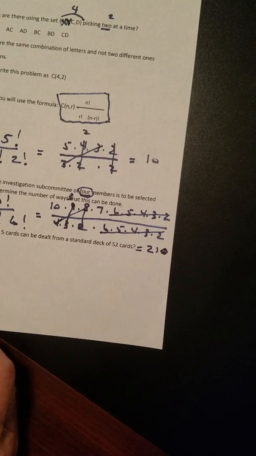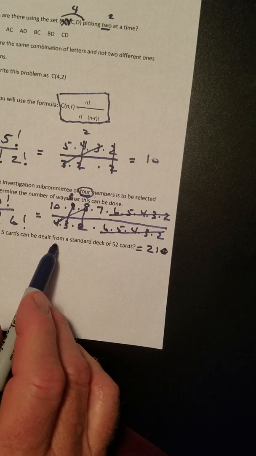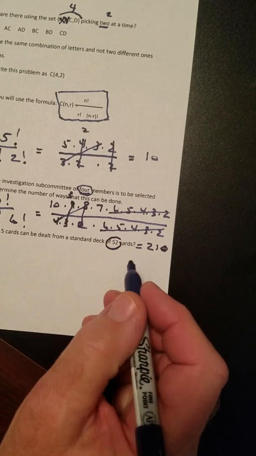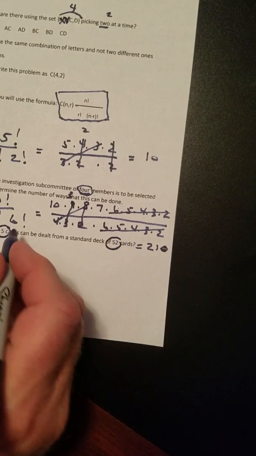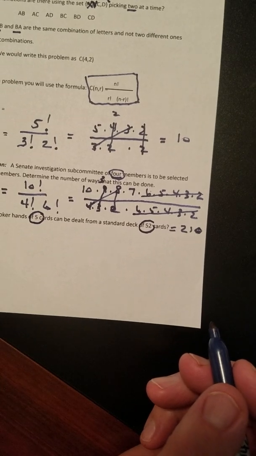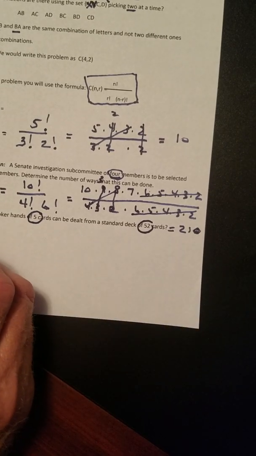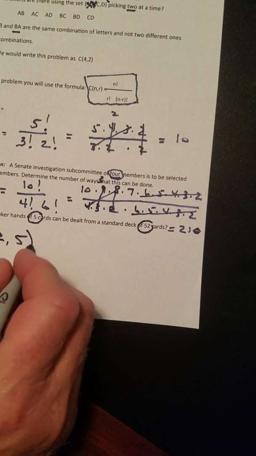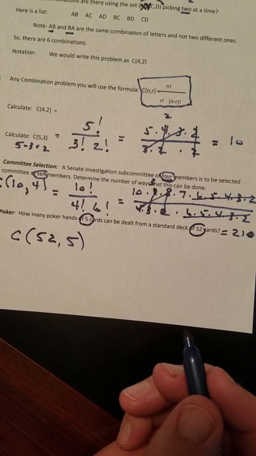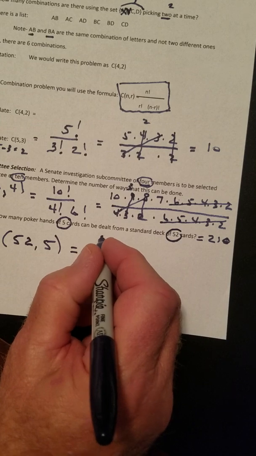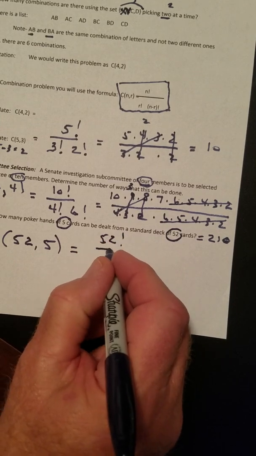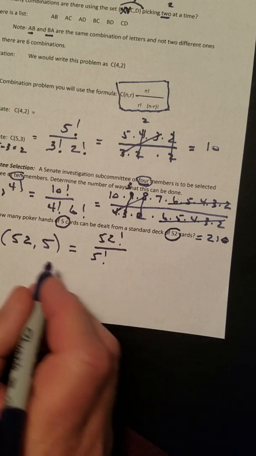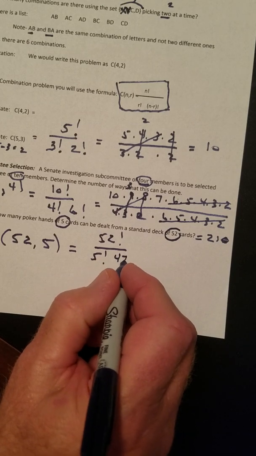Okay, number 4 says, how many poker hands of 5 cards can be dealt from a standard deck of 52 cards? So you've got 52 cards. We're going to deal 5 of them at a time. Does it matter what order you get them? No, you'll put them in the order you want. This is a combination of 52 picking 5. So that means you're going to have 52 factorial on the top. You're going to have, let's see, 5 factorial. And 52 minus 5 is 47 factorial.